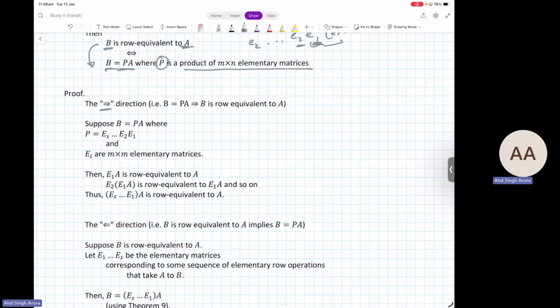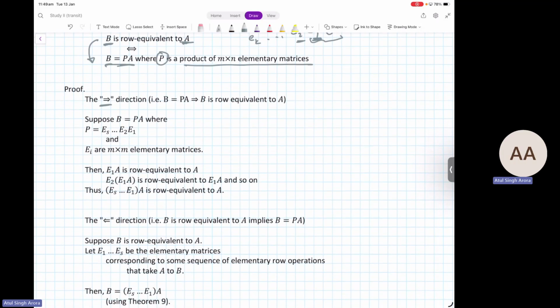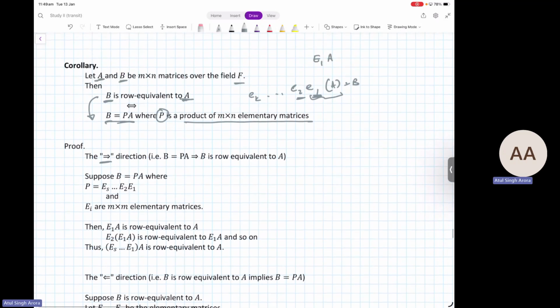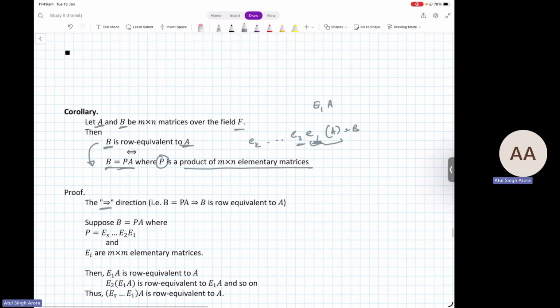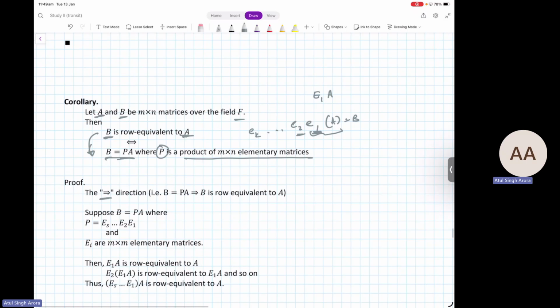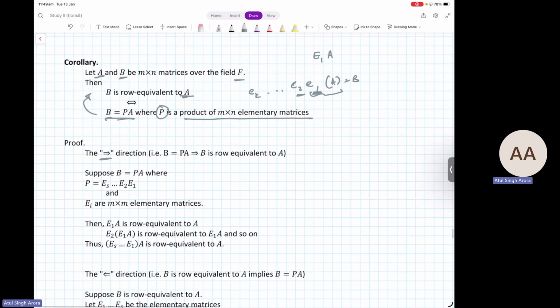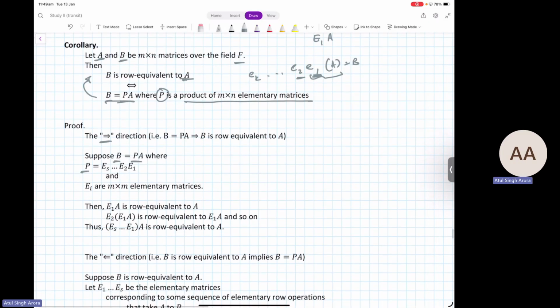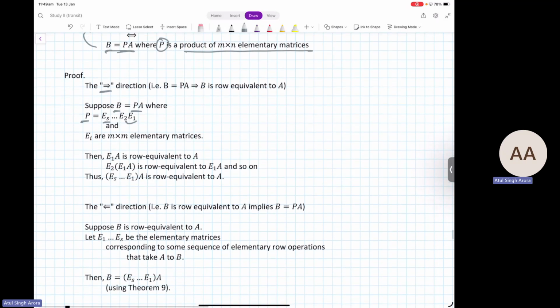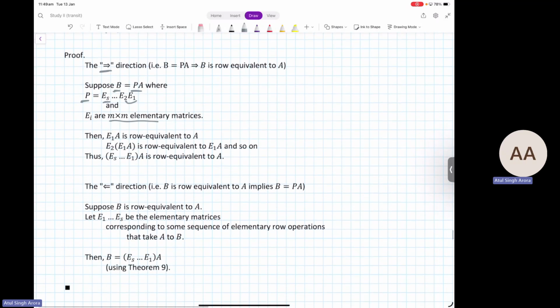So, more explicitly. I think maybe I messed up the arrows. Okay, so here it's trying to argue the other way. The first direction that it's trying to do is assuming that B equals P times A, and then P one can write as E1 times E2 and so on. This is just by definition because it's a product of m cross m elementary matrices.